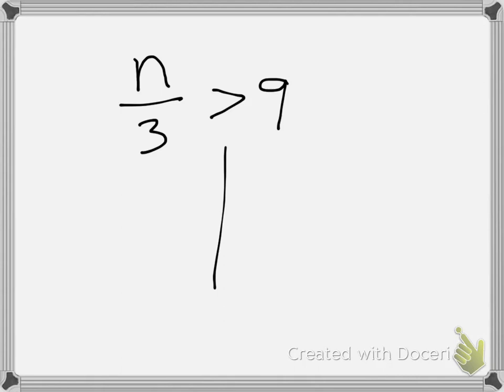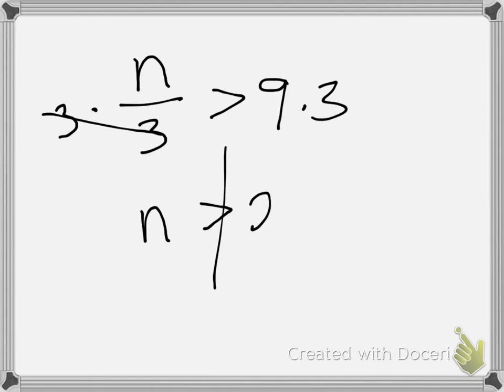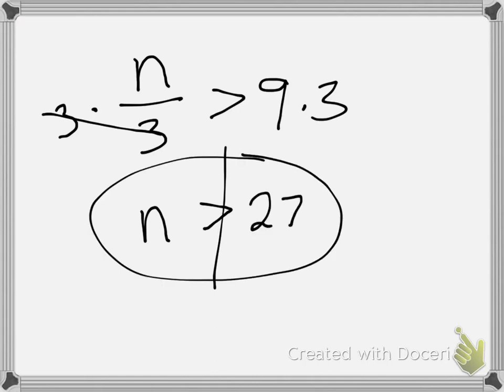Alright, we're going to try now n divided by 3 is greater than 9. In order to get n by itself, I have to get rid of division by 3. So to get rid of division by 3, I'm going to multiply both sides by 3. On the left side, times 3 and division by 3 cancel, so I get n. I didn't multiply or divide by a negative, so I don't need to flip my sign. And 9 times 3 gives me 27. That would be my solution. And if you need anything from this problem, pause your video.